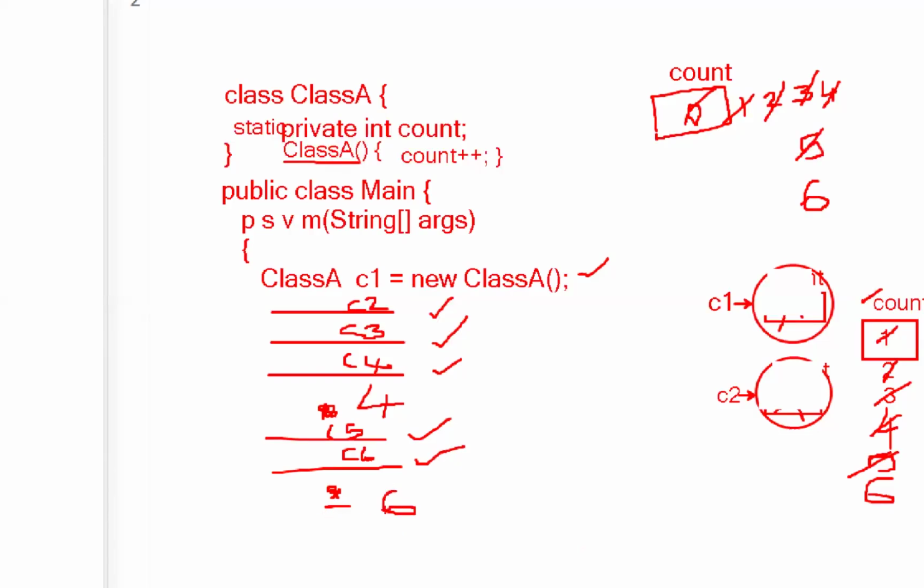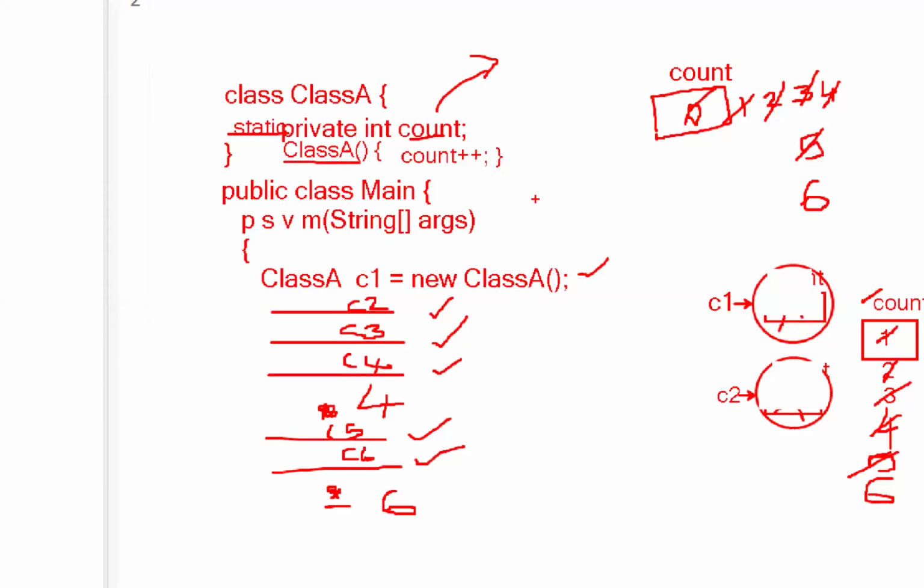6. Then tell me, if I want to count how many objects are created for a class, do I have to declare my count variable as an instance variable or a static variable? Static variable. You know about static variable already. Could you tell me when the memory is allocated for the static variable? At what time will the memory be allocated? When the class is loaded into the JVM.